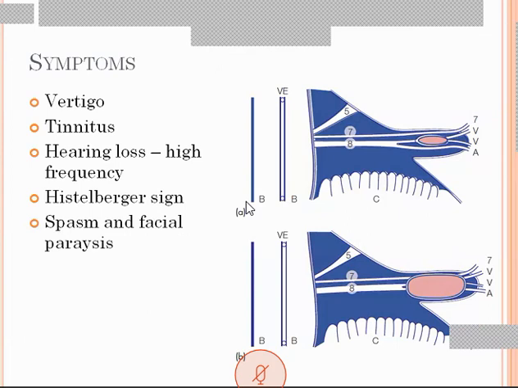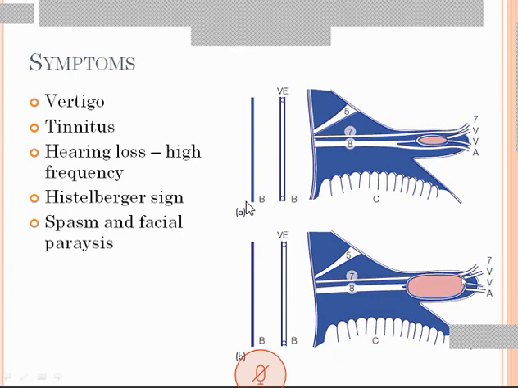Symptoms depend on the structure which is involved. So initially, this is the internal auditory meatus, and this is the cerebellopontine angle. This is the cerebellum. As it starts from the vestibular nerve, initially the patient presents with vertigo and tinnitus. As it involves the cochlear nerve, the patient will have high frequency hearing loss, and it further enlarges and now compresses the seventh nerve, the facial nerve.